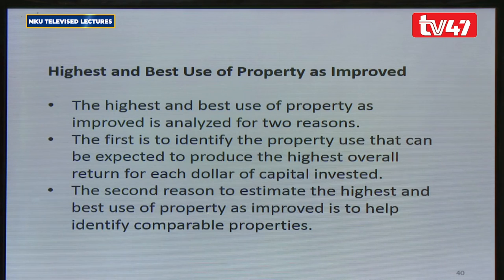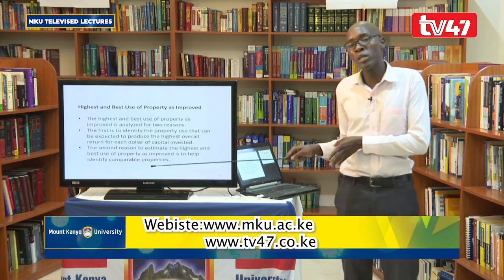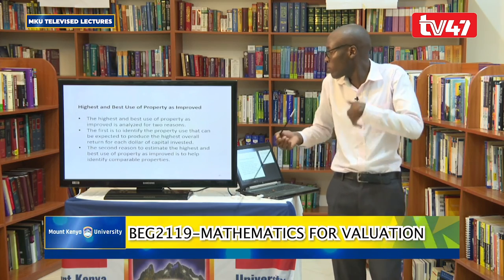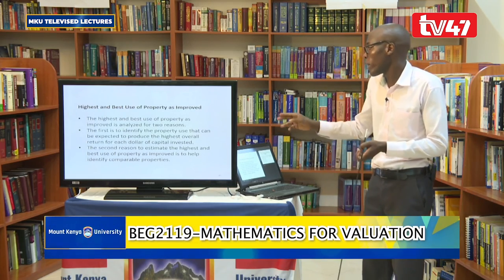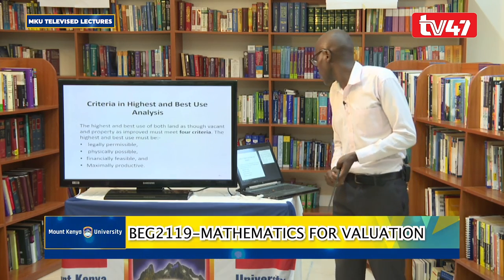Highest and best use of property as improved. It is analyzed for two reasons. The first is to identify the property use that can be expected to produce the highest overall return for each dollar of capital invested. Remember, various properties can be used for various reasons, maybe for industrial purposes like the industries we have, maybe for special purposes like the churches we have, maybe for business purposes like the businesses we have. The second reason is to estimate the highest and best use of our property as improved in order to help identify the comparable properties.